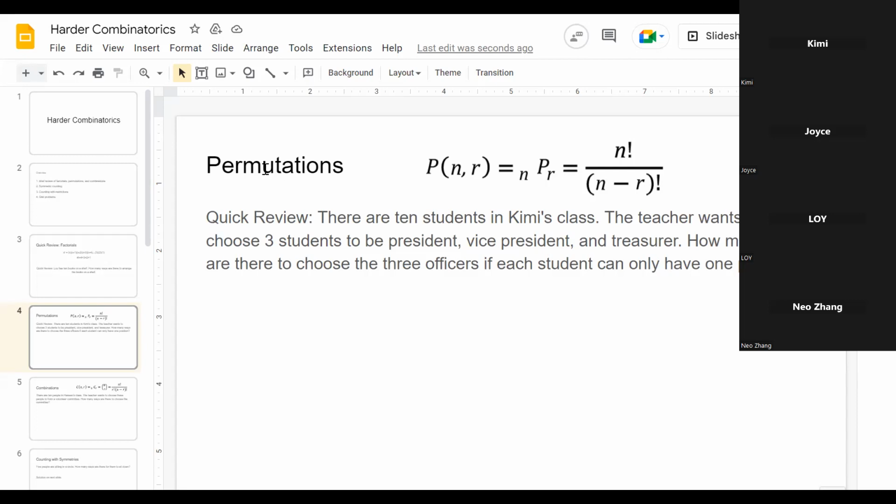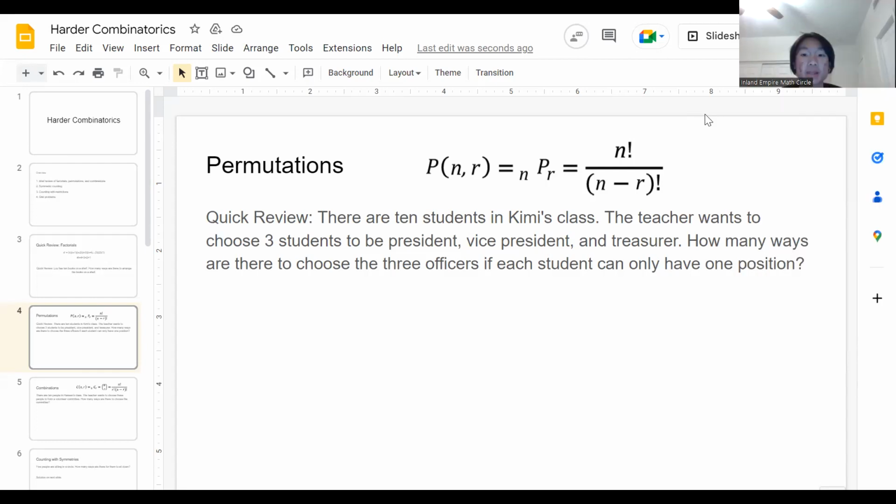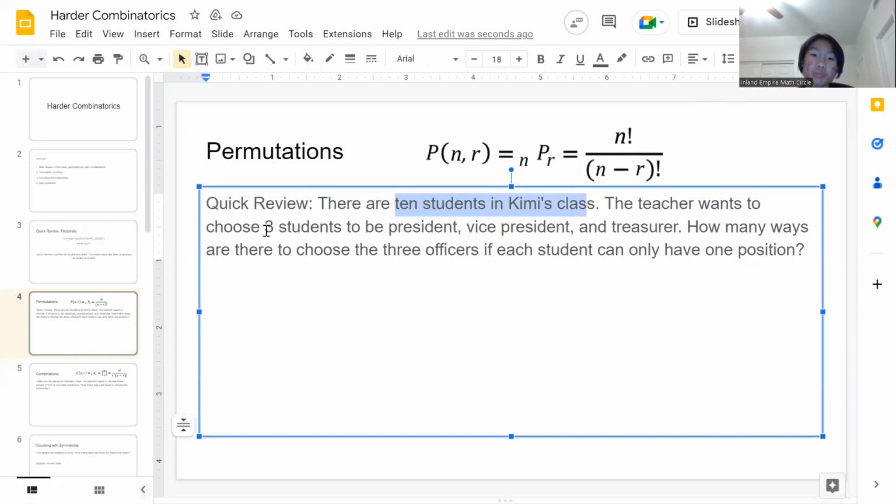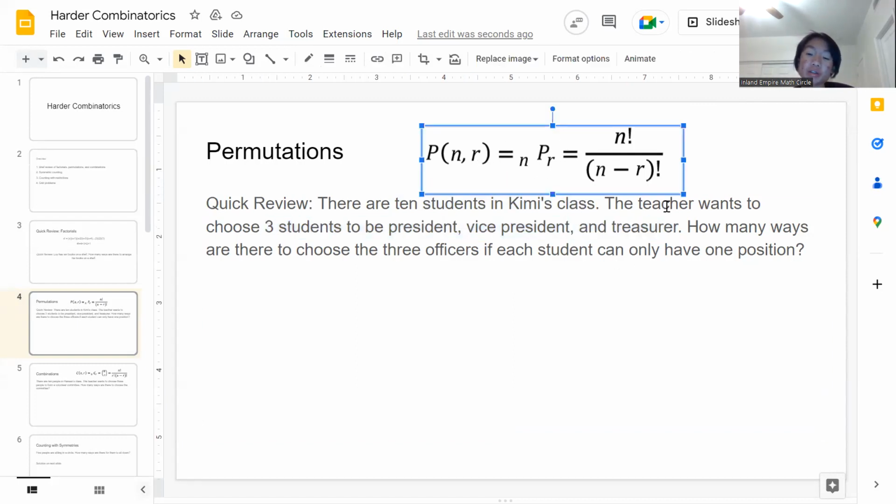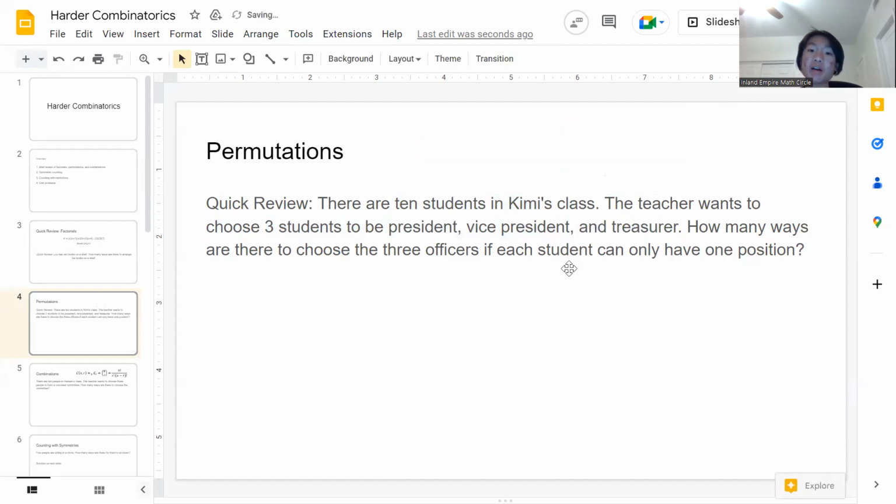So this problem is different because we're still choosing from 10 things, right? We have 10 students in this class that we're choosing from, but we're only choosing 3 out of the 10, not all 10 students. So instead of looking at this equation, let's first look at this logically. So how can we solve for this just using our simple logic here?